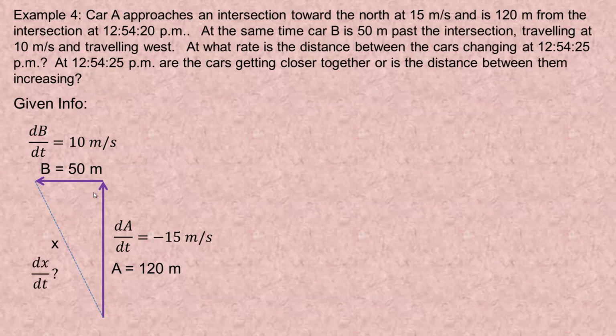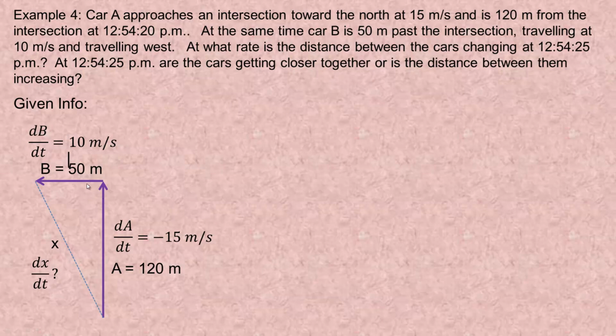And you see, we're asked to find dx/dt. The reason I use the times here is I could have just said 5 seconds later, I suppose, but 12:54:25 is 5 seconds after 12:54:20. So at that time, 5 seconds after this, are the cars getting close together, or is the distance between them increasing? And also, at what rate is that distance changing at 5 seconds after?